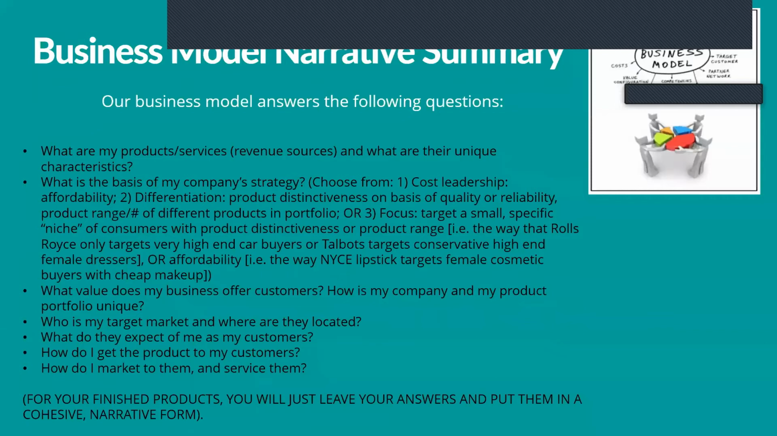You could even think of very focused products that have a cost leadership strategy, like NYCE or Wet n Wild, which are cosmetic companies that have the cheapest options available to female consumers when they go into generic department stores like a Target or a Walmart. So cost leadership is going to be the first option that you can choose as the basis for your company's strategy. The second option that you can choose from is differentiation.